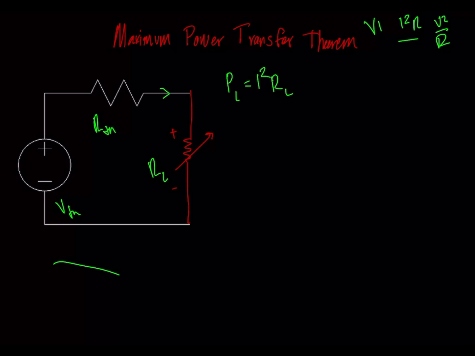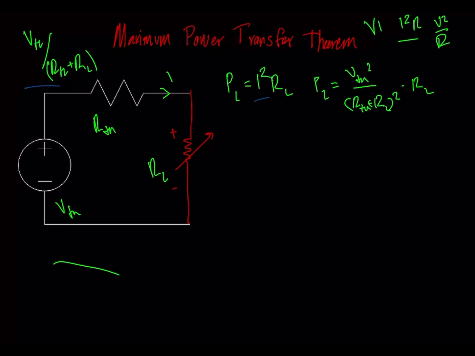So we're going to do a substitution here, which is the current going through here, I. Now since we have a voltage and a total resistance, the current through this will just be V Thevenin divided by the total resistance, which because they're in series is just their sum. So we're going to substitute this quantity in for I squared, which after we distribute the exponent will just be V Thevenin squared over R Thevenin plus RL squared, and that's times RL.